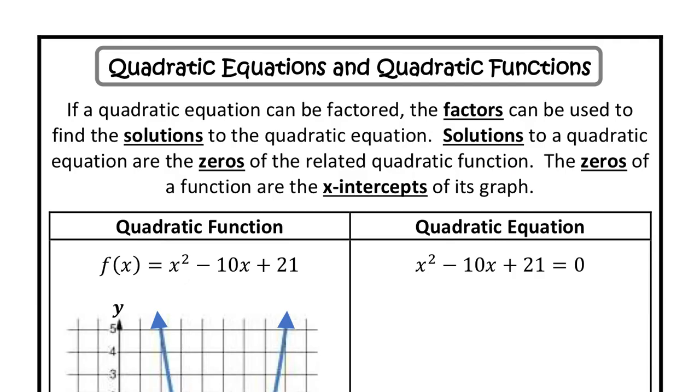Let's go to the next part. The next part is talking about quadratic equations and functions. It says if a quadratic equation can be factored, the factors can be used to find the solutions to the quadratic equation. Solutions to the quadratic equation are the zeros of the related quadratic function. The zeros are the x-intercepts of its graph.